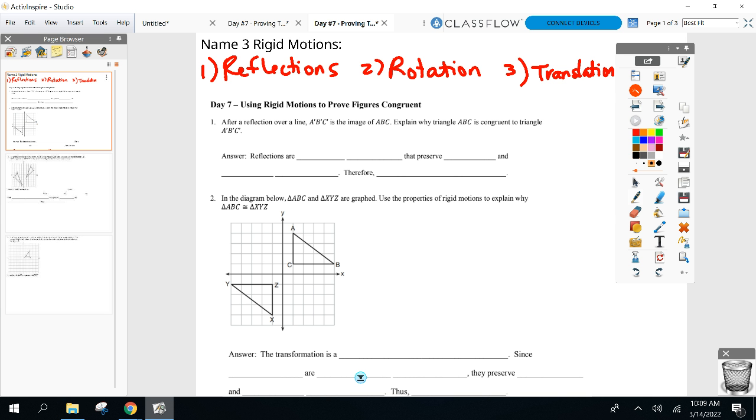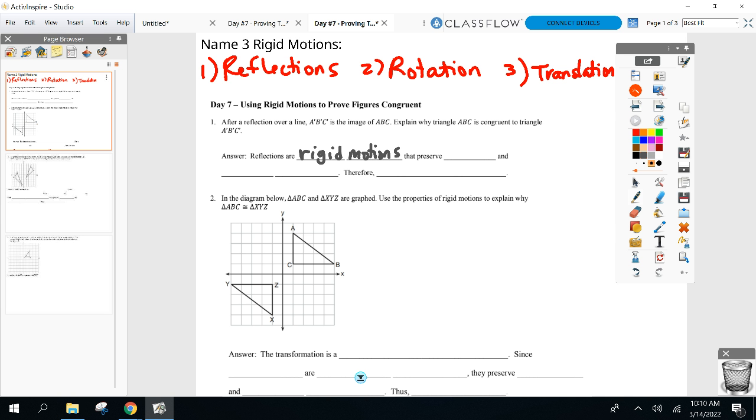All right, so what do I want written down? First, you tell me what you did. We did reflections. What do we call reflections? They fall under what category? Rigid motion. So here we go. Reflections are rigid motions.